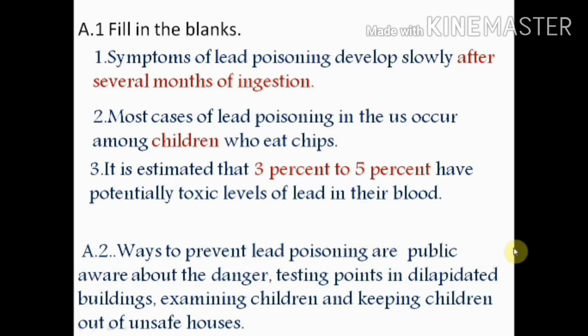A2 activityचा आन्सर इथे घेतलाय. Ways to prevent lead poisoning अशी ती ॲक्टिव्हिटी होती. Ways to prevent lead poisoning are 4 ways. कुठले दिलेत? Public aware about the danger, testing points in dilapidated buildings, examining children, and last one, 4th one, keeping children out of unsafe houses. In this way, friends, ॲक्टिव्हिटी A1 आणि ॲक्टिव्हिटी A2 चे कम्प्लिटेड आन्सर्स आपल्या समोर आहेत आता, जे तुमच्याही समोर तिथे ॲक्टिव्हिटी शीटमध्ये असतील, तुमच्या उत्तरपत्रिकेत असतील.